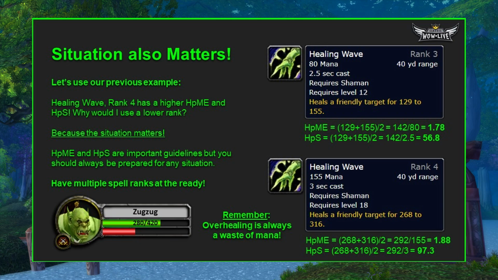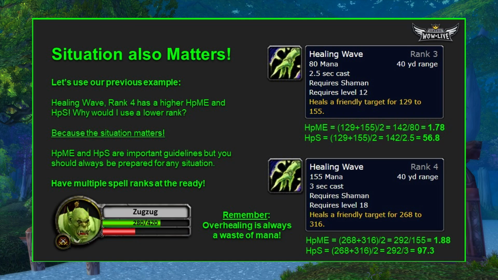If you look at the two Healing Wave ranks on the right, Healing Wave rank 4 has the higher HPME and the higher HPS. So why would I intentionally use a lower rank of spell if rank 4 is more powerful and more mana efficient? To answer that simply, it is because the situation matters. HPME and HPS are important guidelines, but you should always be prepared for any situation and have multiple ranks of a heal in your bars.